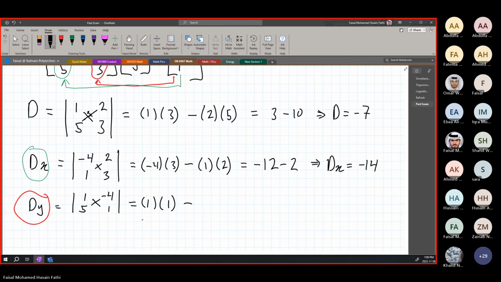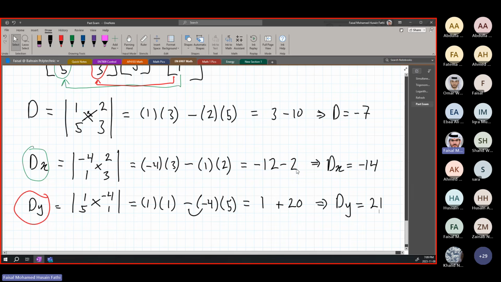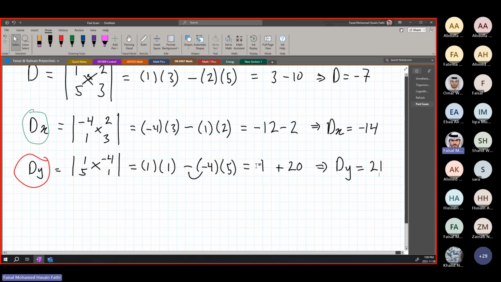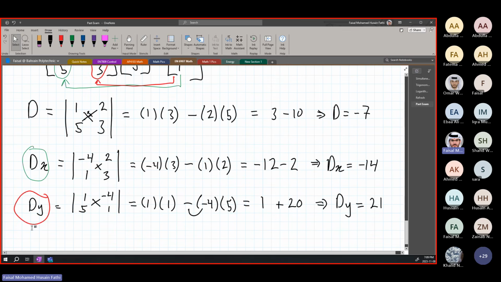Minus 4 times 5, so minus becomes plus: plus 4 times 5 is 20. So this is going to be equal to, I don't know why I put 2 again, this is 1 times 1 is 1, 1 plus 20, so dy is equal to 21. Okay, so far so good. We now have dx and dy.